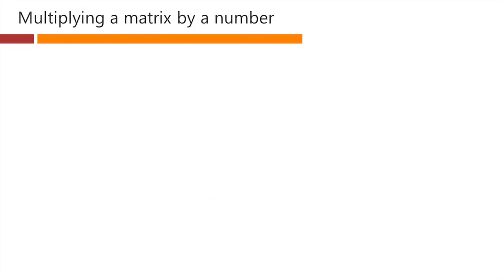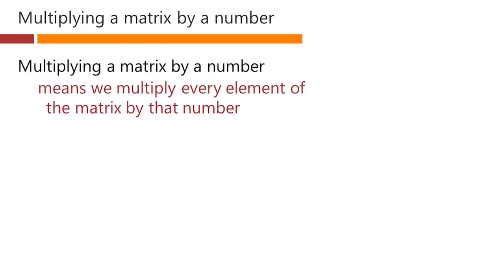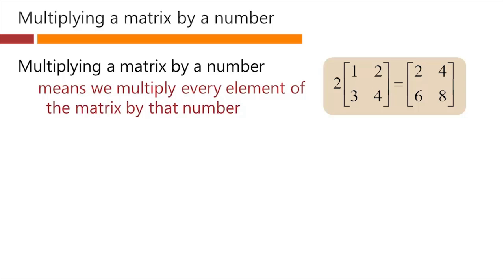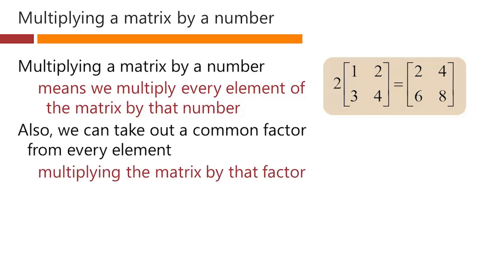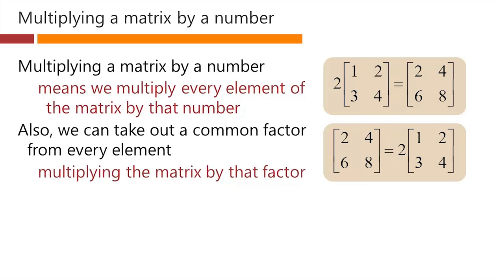Multiplying a matrix by a number turns out to be very straightforward. It means basically that we must multiply every element of the matrix by that number. So for example, the number 2 multiplying this matrix here simply means we go in and multiply each element of the matrix by the number 2. Also, similarly, we can do the opposite. We can take a common factor out from every element, in the end multiplying the matrix by that factor instead. So if we start out with this matrix, we can rather obviously take out the factor 2 from all of these elements and put it out the front.